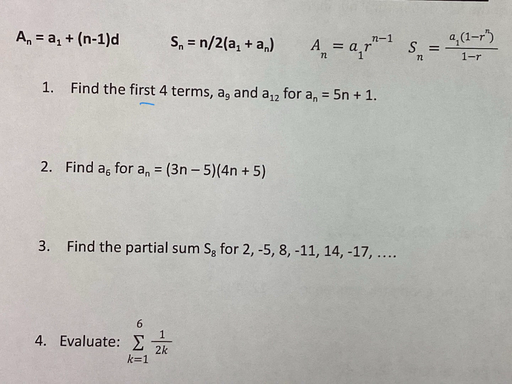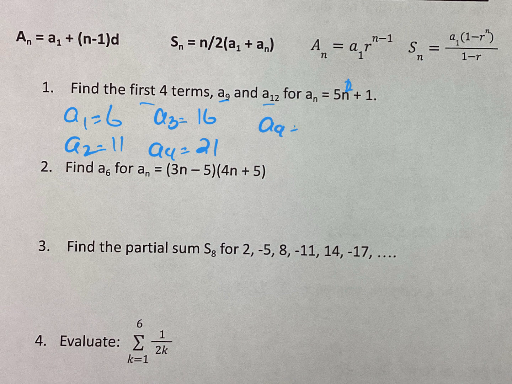Find the first four terms, then find the 9th term and the 12th term. So the first four terms, you plug in 1, then 2, then 3. So A1, I'm plugging in 1 right here. 5 times 1 is 5, plus 1 is 6. A2, I'm going to plug in 2. 5 times 2 is 10, plus 1 is 11. A3, the third term, 5 times 3 is 15, plus 1 is 16. A4, 5 times 4 is 20, plus 1 is 21. Notice there's a pattern there, it's increasing by 5.